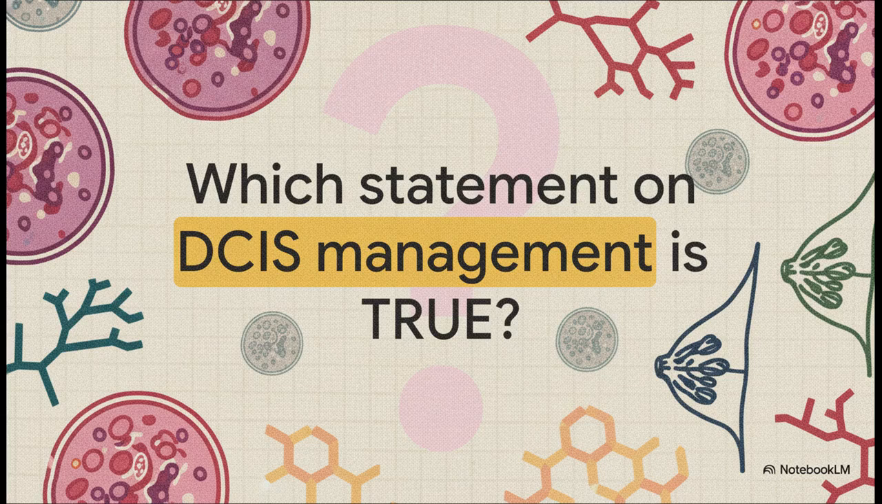Which of the following statements about the management of ductal carcinoma in situ, or DCIS, is true? A. DCIS treated by mastectomy has a local recurrence rate of less than 2%. B. Extensive DCIS should be treated with tamoxifen followed by lumpectomy. C. Specimen mammography is only useful for patients with small amounts of DCIS. Or D. Postoperative tamoxifen is useful in DCIS patients whose tumors are estrogen receptor negative.